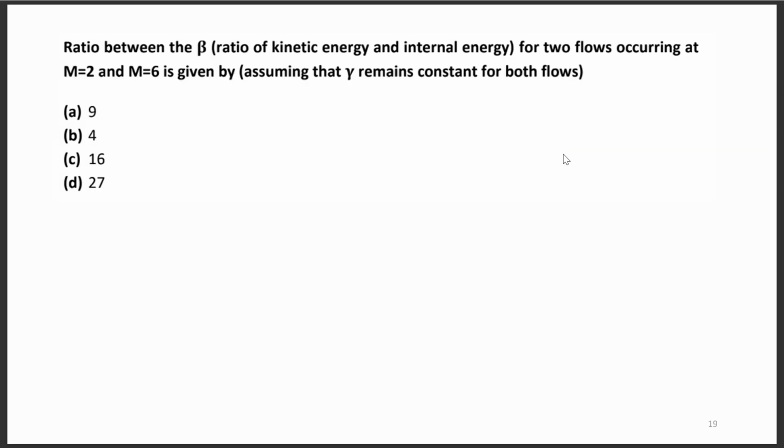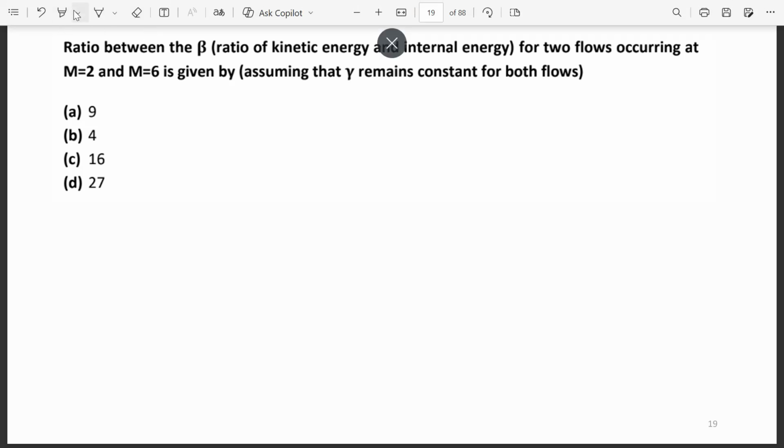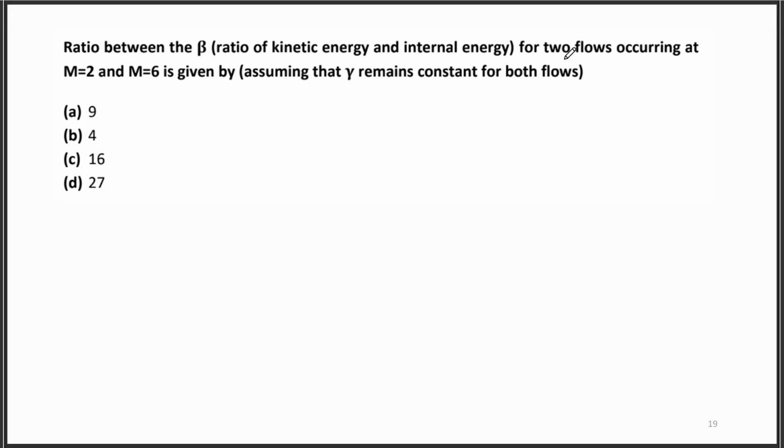Now we will see a problem related to this beta. The ratio of beta, the ratio of kinetic energy and internal energy, for two flows occurring at M equal to 2 and M equal to 6, assuming that gamma remains constant for both flows, is given by: option A 9, option B 4, option C 16, option D 27. What will be the answer for this problem?